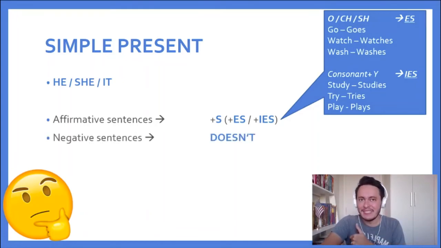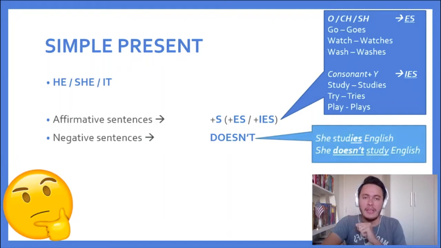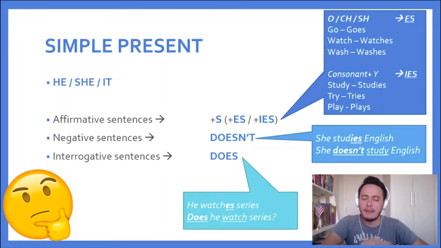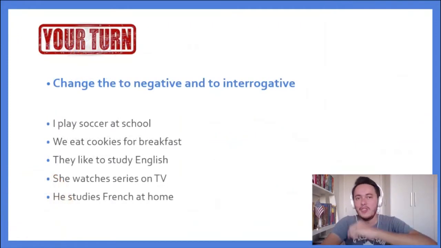For negative sentences, I use doesn't. Now, interesting also, when I use doesn't, the verb goes back to the base. For example, she studies English. She doesn't study English. Note that when I use doesn't here, the study goes back to normal. And the same thing applies to interrogative, where you use does. Example, he watches series. And for the interrogative is, does he watch series? Again, here, when you put does, the verb goes back to the base. All right?